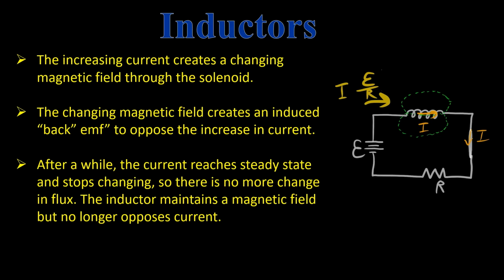Now, after a while, you're basically going to have the current reach a steady value. When the current is constant, then the field in the inductor is constant, and you no longer have a changing flux, so there is no EMF. Now, there's still going to be energy stored in the inductor, but it's not going to impede the circuit anymore.